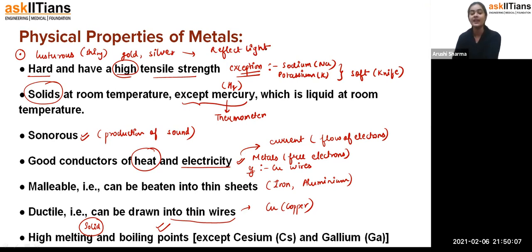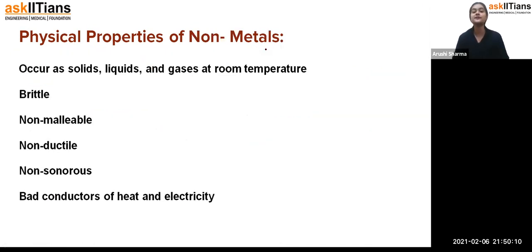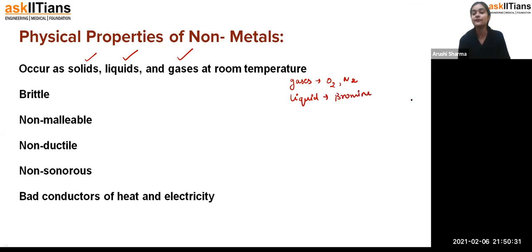Okay. Now we are going to discuss the physical properties of non-metals. So what happens, students, is that non-metals can exist as solid as well as liquid and gases at room temperature. If I talk about gases, gases are like oxygen and nitrogen. So these are the gases. If we talk about liquid, bromine is one of those non-metals which exists in the form of liquid at room temperature.